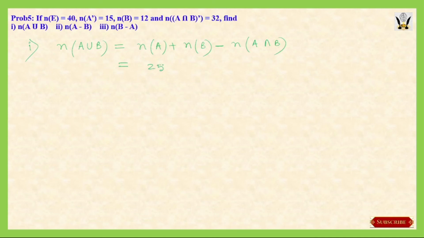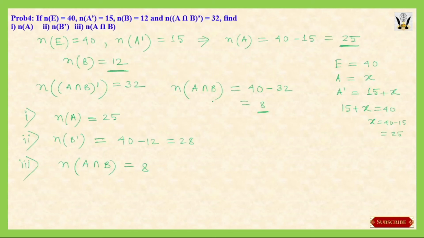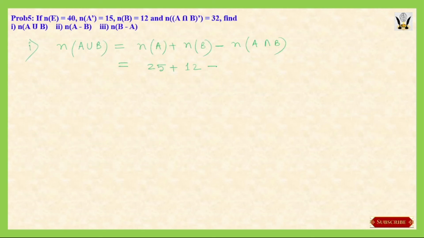So directly I am putting that value. Then n of B is given in the problem sum, and that is 12, and n of A intersection B also we found in the first part of the problem, and that was 8. So it will be minus 8. So it will be 37 minus 8, which is equal to 29. So this is our answer for the first part.